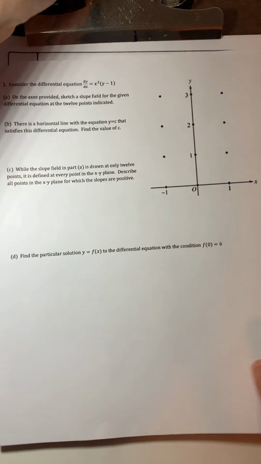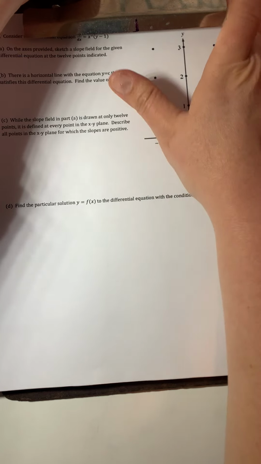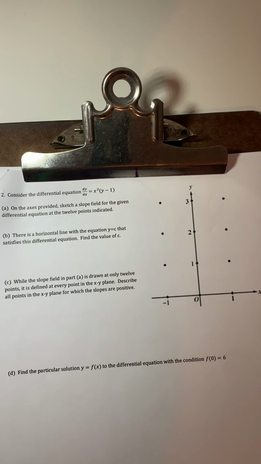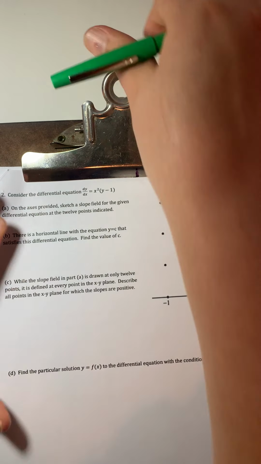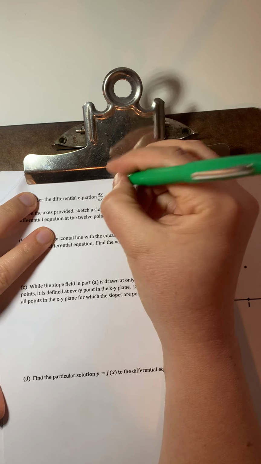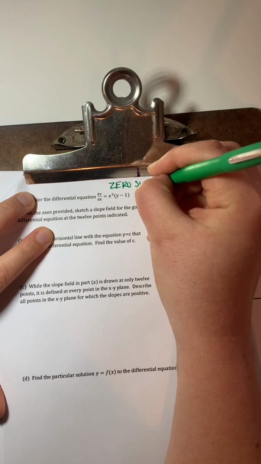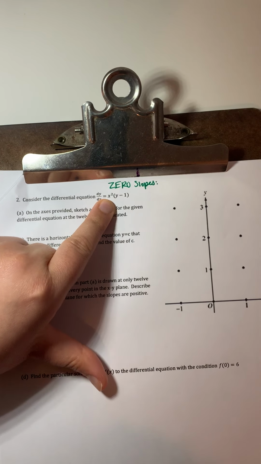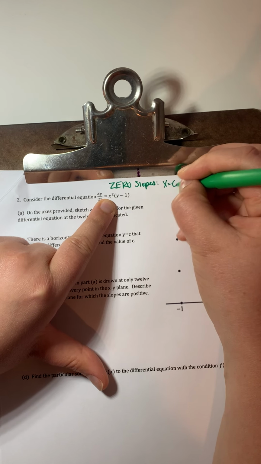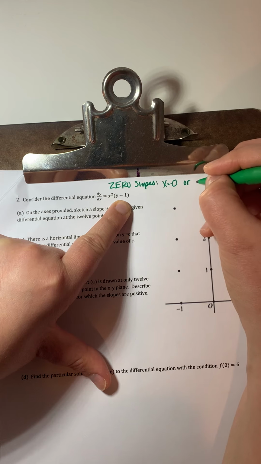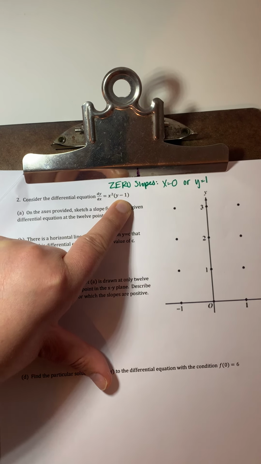All right, so take a look at your equation here. Consider the differential equation. Sketch the slope field. Let's look for our flat spots first, just because it gives us less work to do. So I'm going to have 0 slopes. What would x have to be? Well, x would have to be 0. Or what could y be? Well, y minus 1 means y could be 1.